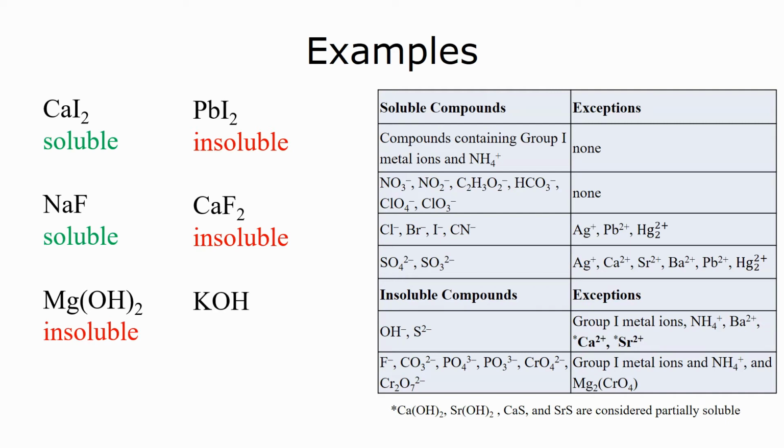Potassium hydroxide, well, again, all group 1 metal-containing compounds are going to be considered soluble. There are essentially no exceptions. So this hydroxide is actually soluble.